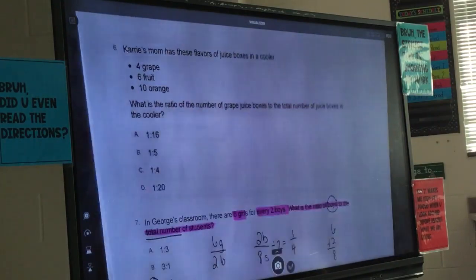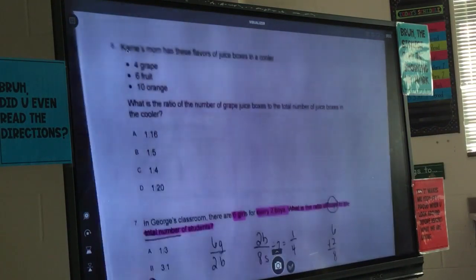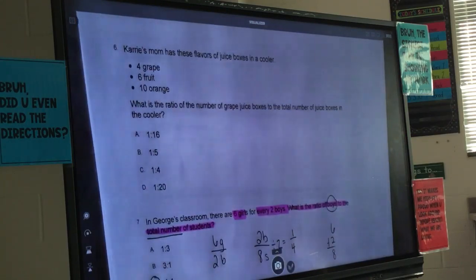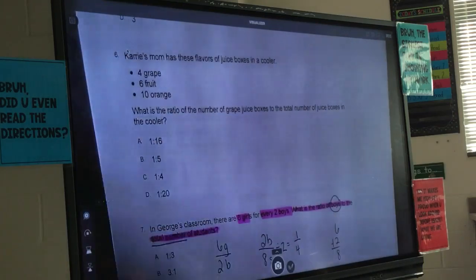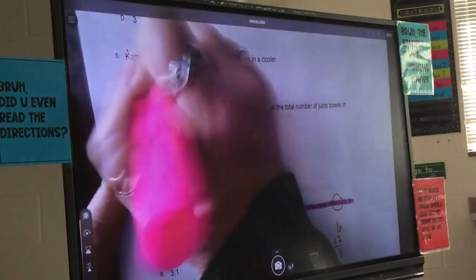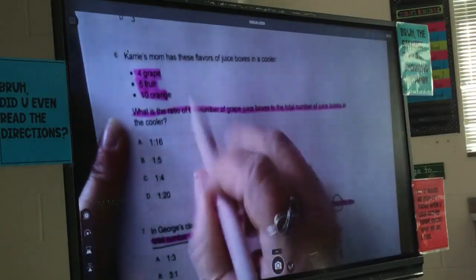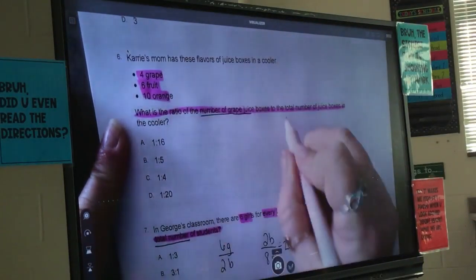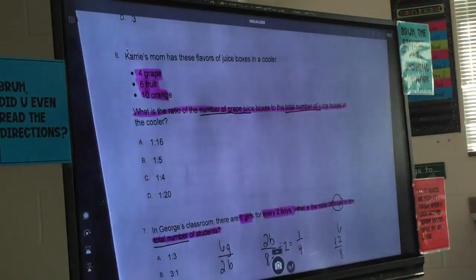So it says, Carrie's mom has these flavors of juice boxes in a cooler. So she has 4 grape, 6 fruit, 10 orange. What is the ratio of the number of grape juice boxes to the total number of juice boxes in the cooler? All right, so we know we have these. So our order is going to be grape juice boxes to total number. Does that mean that I'm only adding the grape to one of them, or am I adding the grape to all of them? All of them.